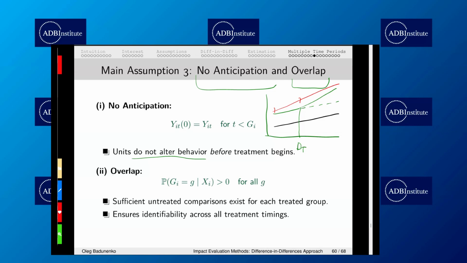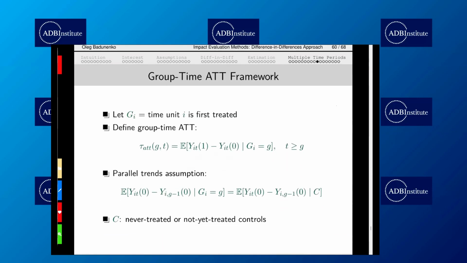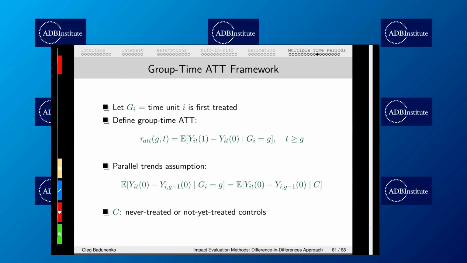The next assumption here is overlap, and we have seen already how important this assumption is for identification, right? Especially if we use the imputation type methods, which are very common nowadays in event studies and difference-in-differences estimators. Okay, now given these three assumptions that we have made, we want to look at the group and time average treatment effect on the treated framework.